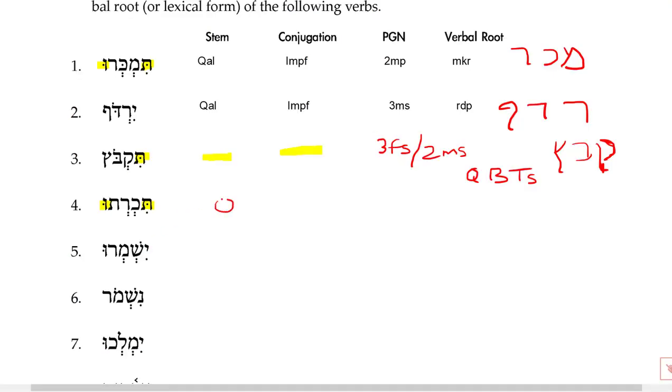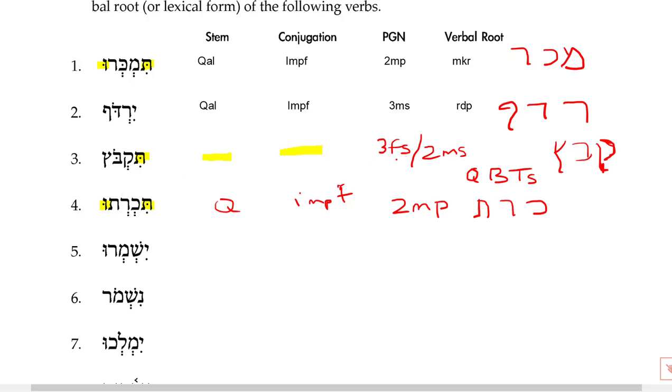Tikhretu, Qal imperfect. And then this was a second masculine plural. And our root is kaf, resh, tav: karat, to cut. Previous one, kavats, to gather.